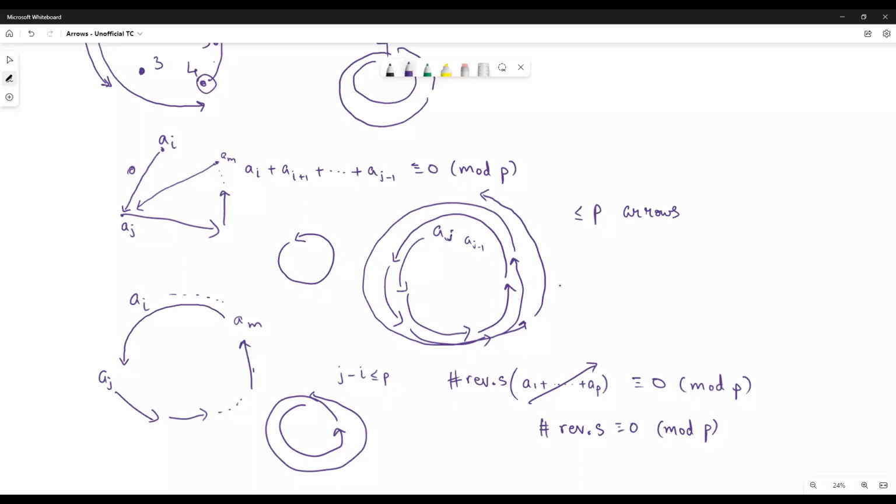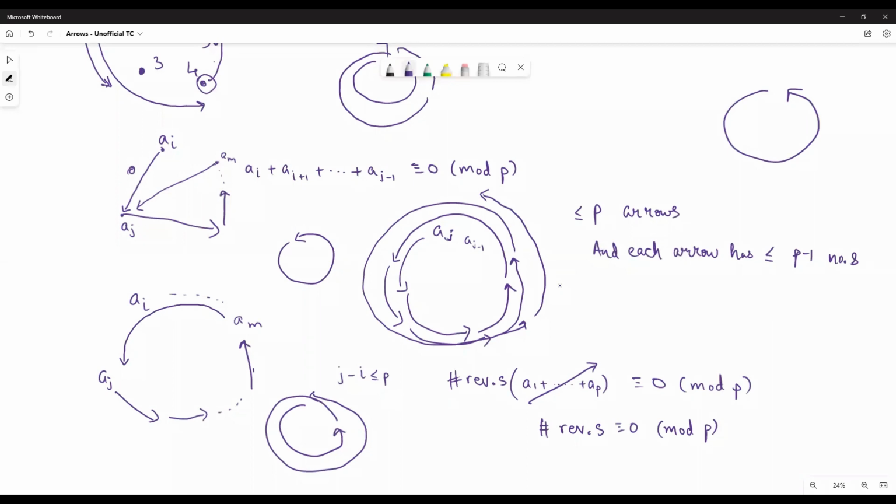and each arrow contains at most p minus 1 numbers, because it cannot contain p numbers, since then we would rotate around the whole circle. And each arrow has at most p minus 1 numbers. Is this fine? Yes. Other people? Yes.